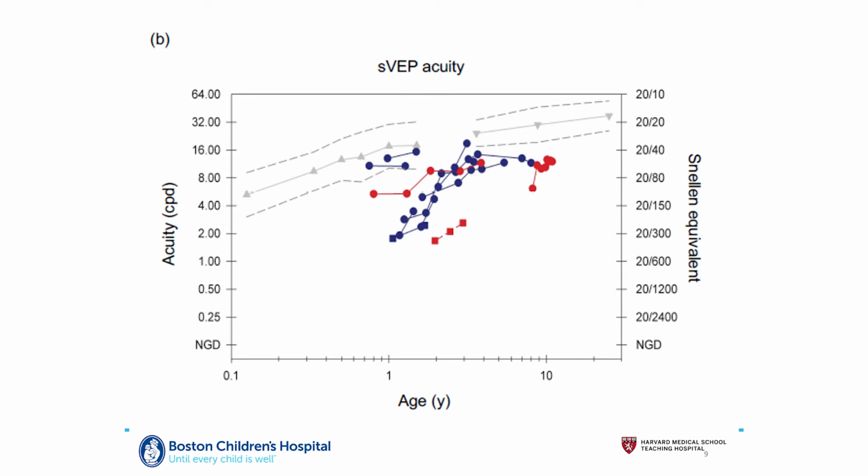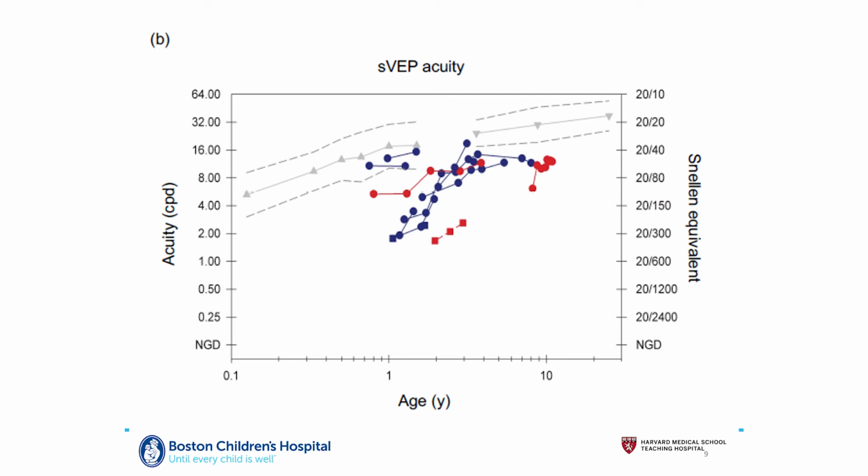This is a similar plot of sweep visual evoked potential acuities, demonstrating improvement in parallel with typical visual development, especially in the first 3 years of life. Acuity overlapped with the lower end of the normal range in only 3 individuals. The best visual evoked potential acuity at 2 years of age or older was median 12.2 cycles per degree, with a Snellen equivalent of approximately 20/50.